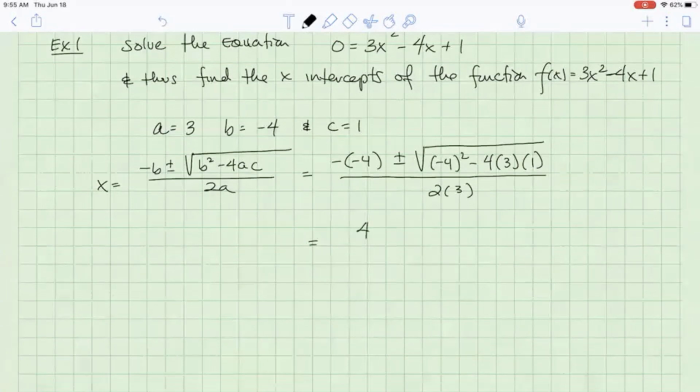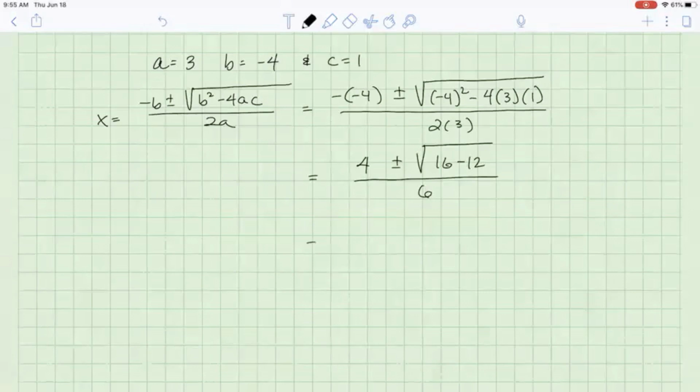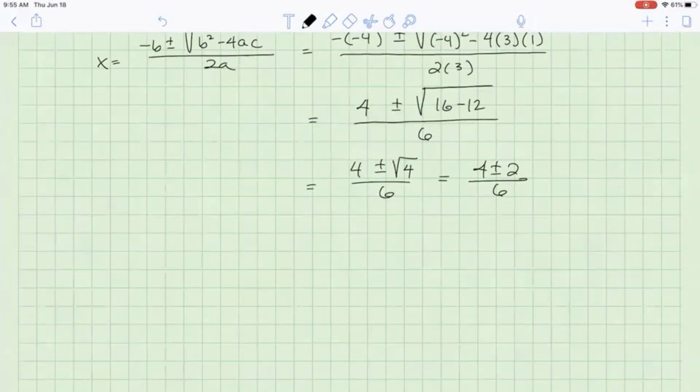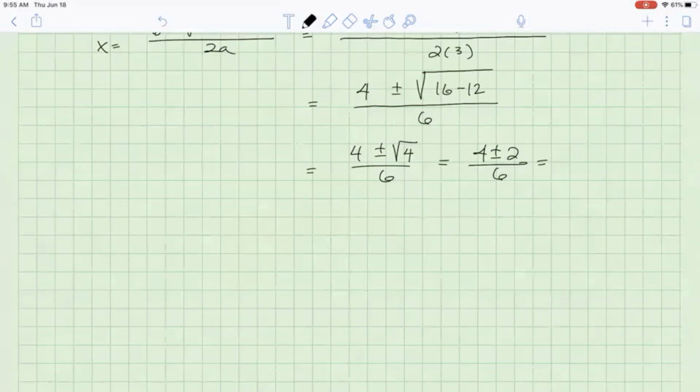So this is a positive 4 plus or minus the square root of 16 minus 12 all over 6. So watch out for those of you that are a little shaky on your algebra and how you simplify this. First of all, this is 4 plus or minus the square root of 4 over 6, which is 4 plus or minus 2 over 6. You can rewrite this as either 6 over 6 or 2 over 6, which is 1 or 1/3.